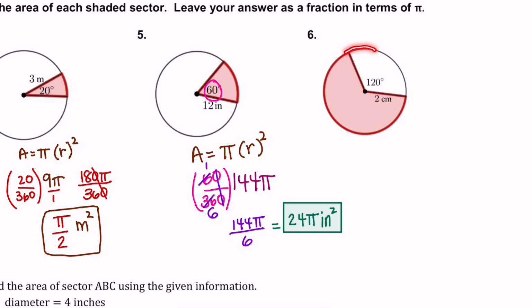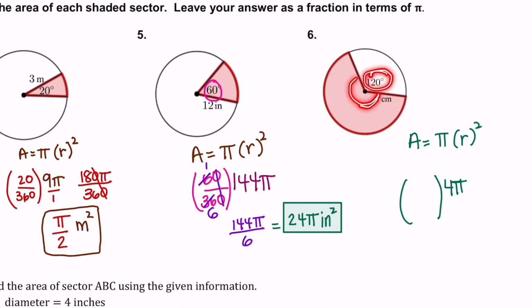Number 6, we want to find the area of the sector. So first, let's find the area of the entire circle. Our radius is 2, so we're going to use the formula area equals pi times our radius squared. Since our radius is 2, we put the 2 in for the radius. 2 squared is 4. So the area of the whole circle would be 4 pi. And then we're going to multiply that by the degrees that we have. Now, we are given the 120, which is here. We need to get this number here.